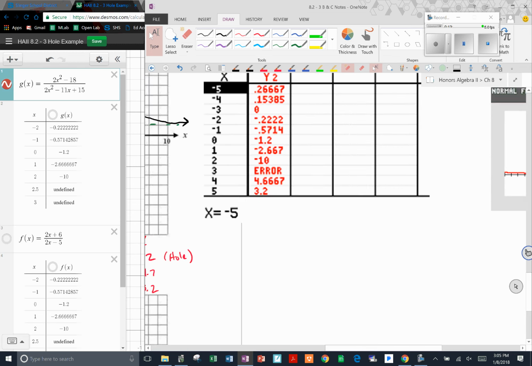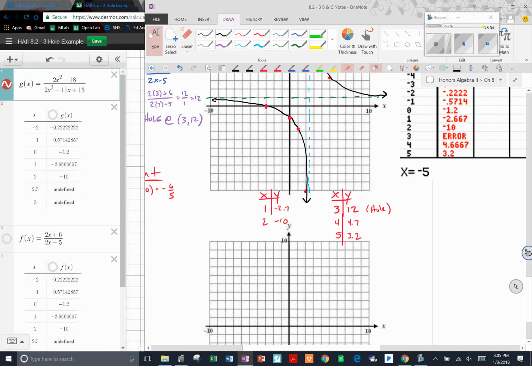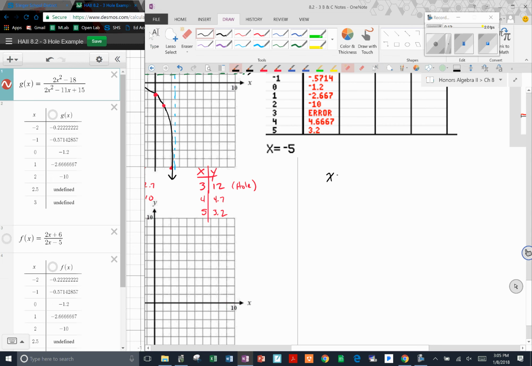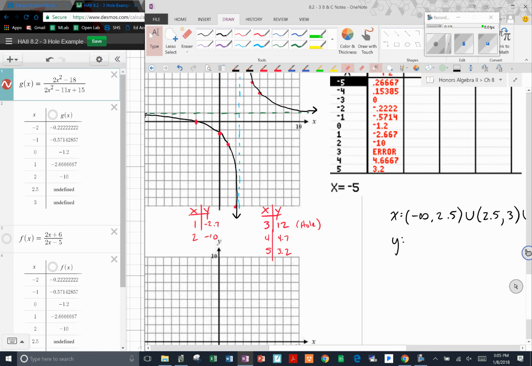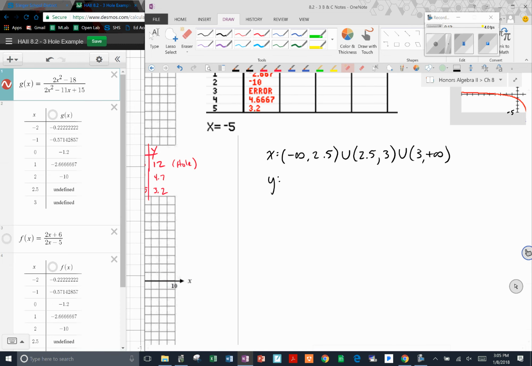So how does this affect our domain and range? Let's write those right here. Well, our domain is going to be everything from -infinity up until that first vertical asymptote, which is 2.5. And then it's going to be from that vertical asymptote until the hole, which is 3. And then it's going to continue on from that hole until positive infinity. The range looks like we take on all values except for the value at the horizontal asymptote. So everything from -infinity up until 1, and then from 1 until positive infinity.